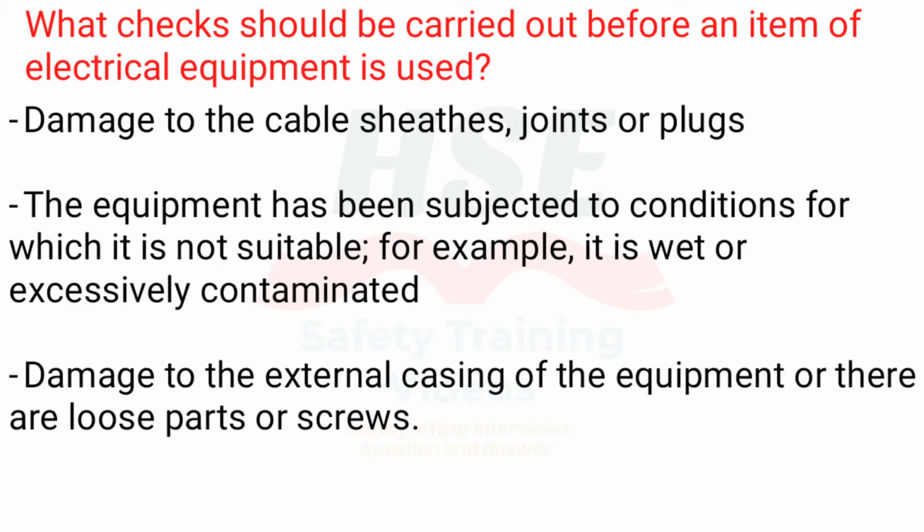What checks should be carried out before an item of electrical equipment is used? Damage to the cable sheaths, joints or plugs. The equipment has been subjected to conditions for which it is not suitable, for example, it is wet or excessively contaminated. Damage to the external casing of the equipment or there are loose parts or screws.